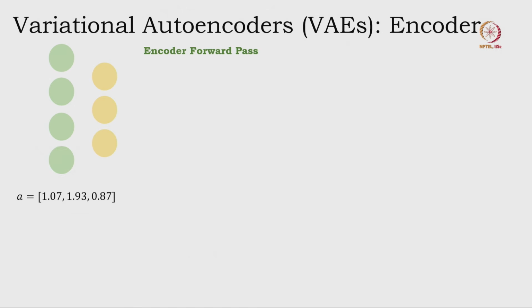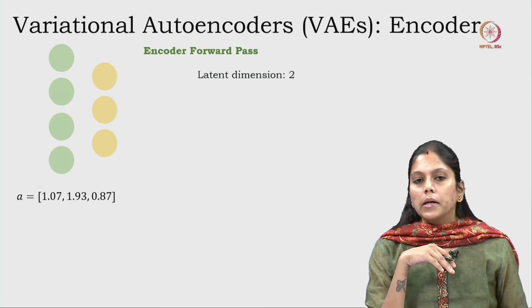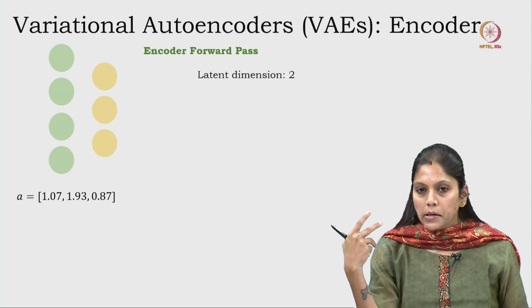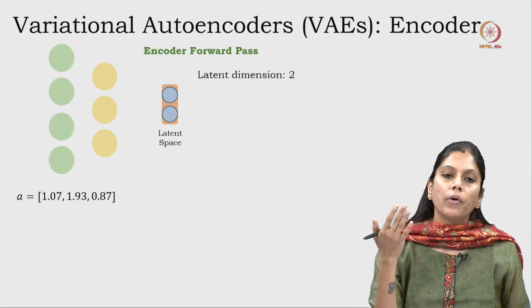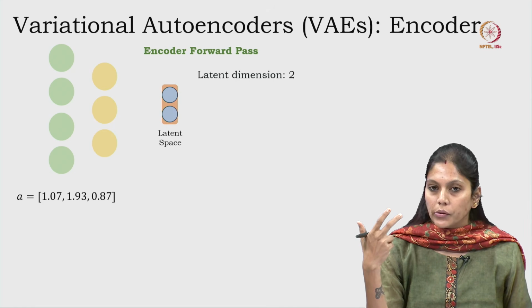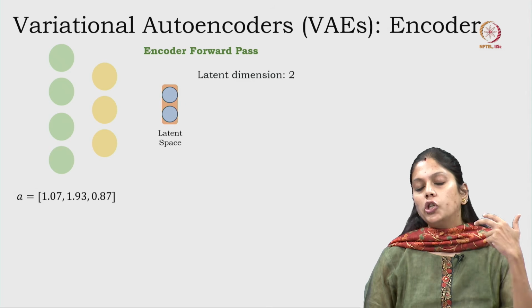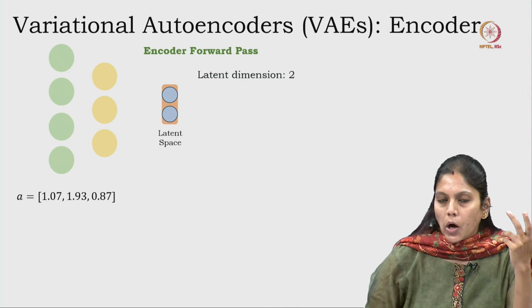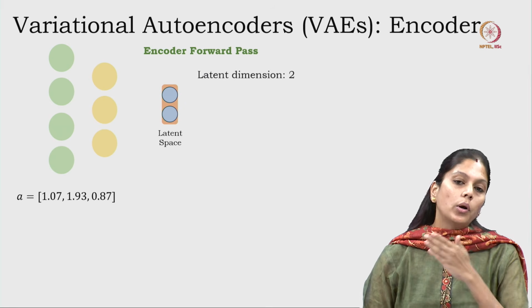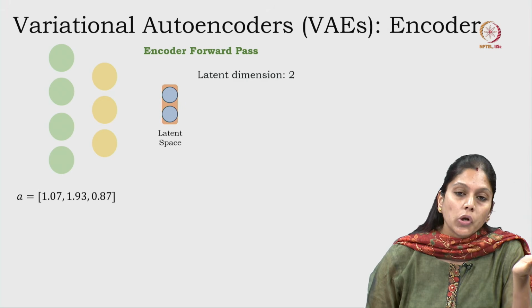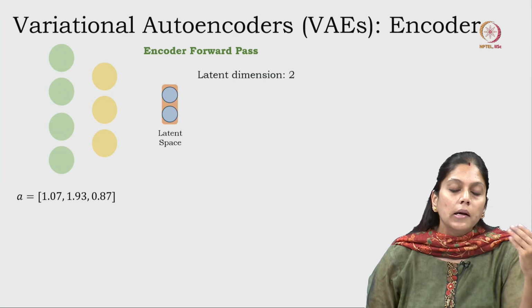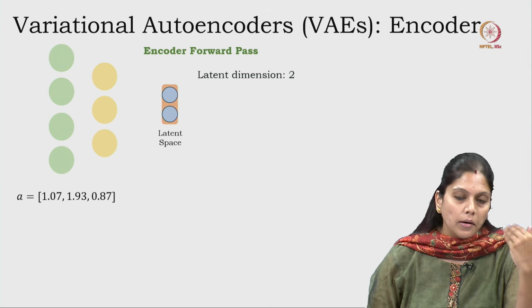Now once you complete the hidden layer, let us assume we have the next hidden layer. What is that next hidden layer? Let us assume here the latent dimension is 2. What do we mean by latent dimension? We have one more layer where we have 2 neurons. Now, recalling from our theory concept, the encoder will output the appropriate posterior distribution parameters, which means the encoder will output the mean and then the variance.